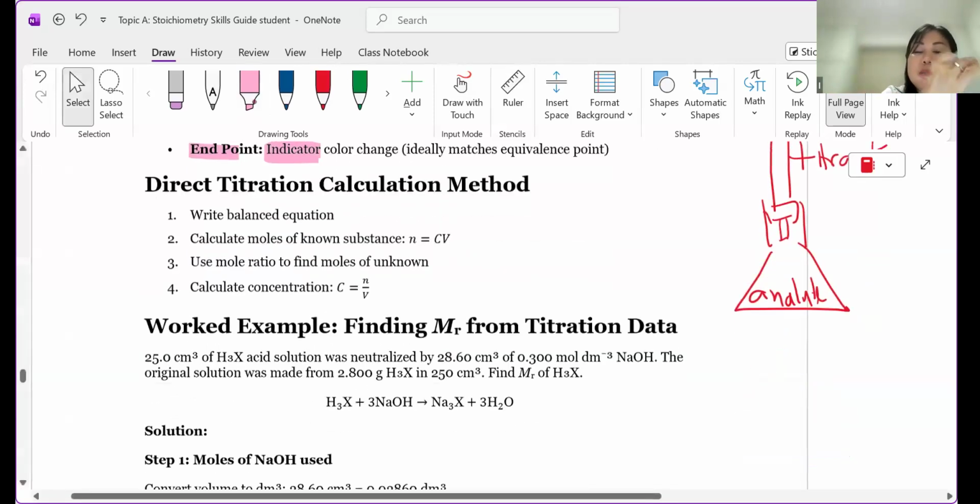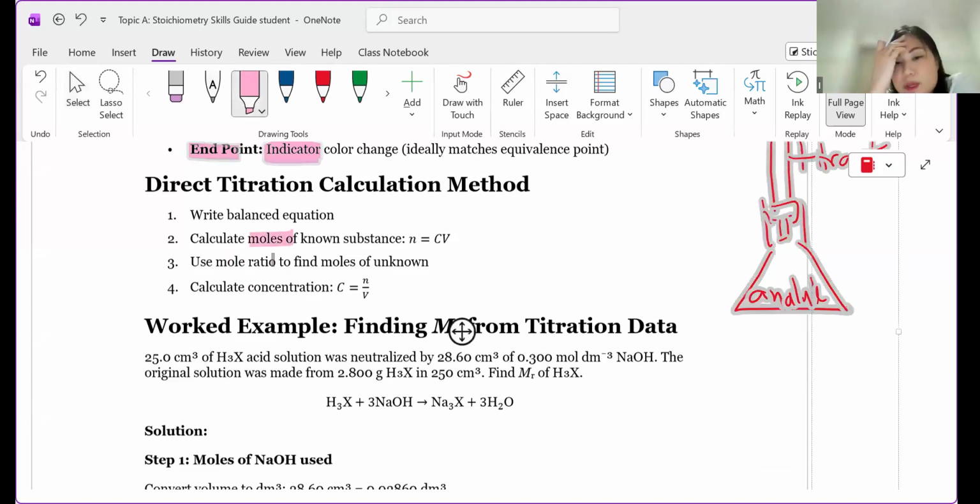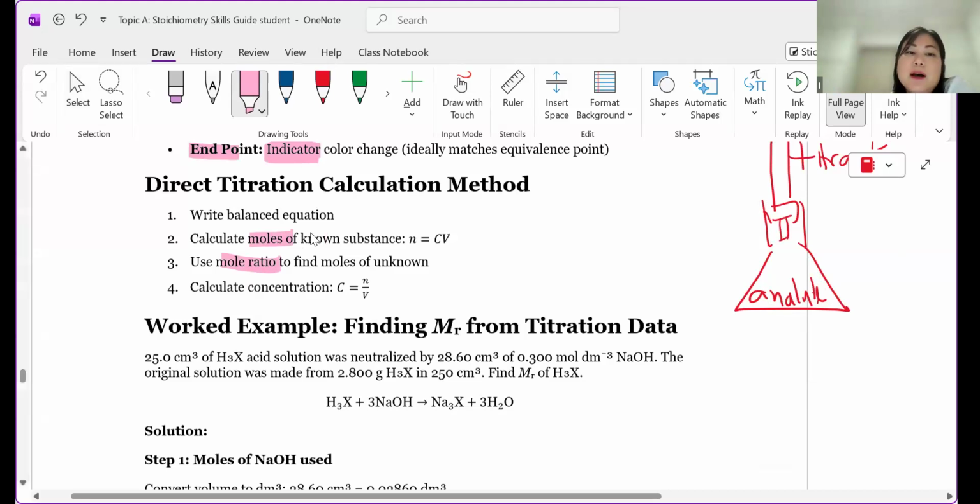So usually a titration calculation, or any calculation, starts off with an equation. Then find the number of moles, either using mass, or using concentration times volume, or using volume over molar volume, or using particles over Avogadro's constant. Okay, so find the moles and then apply your mole ratio. So let's look at this example.